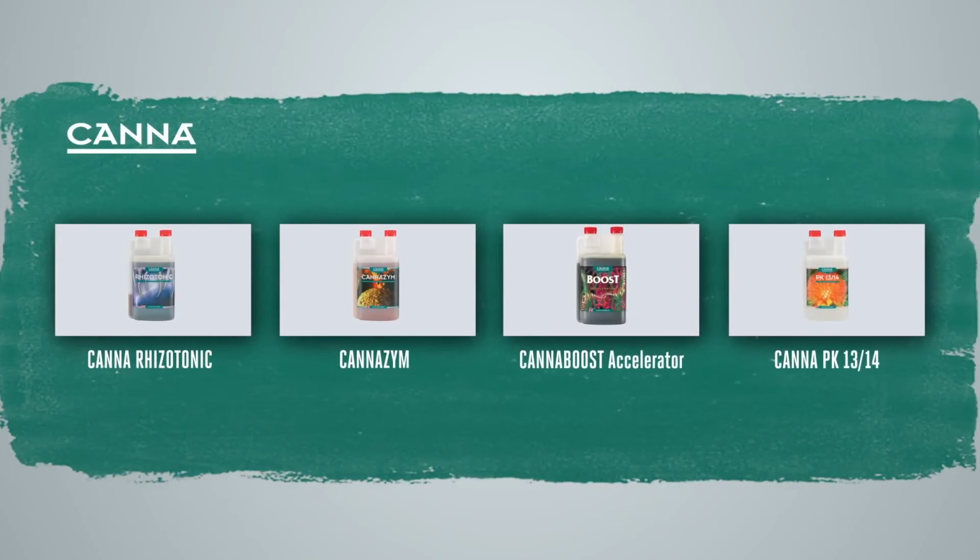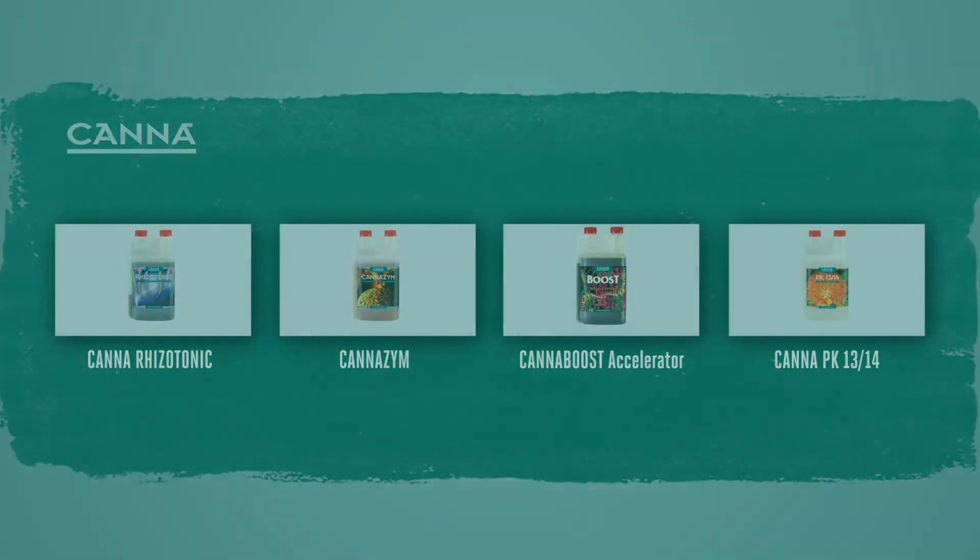In addition to our base nutrient, we also offer a range of additives to ensure that you get more from the plant. So don't forget to use Canna Rhizotonic, Cannazim, Canna Boost Accelerator, and Canna PK 13-14 during the generative phase, which will result in an even better yield.